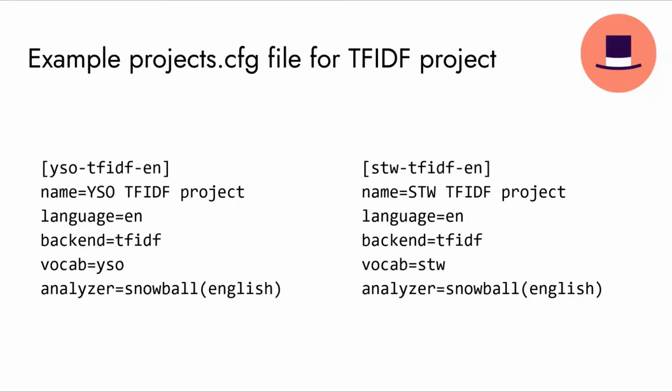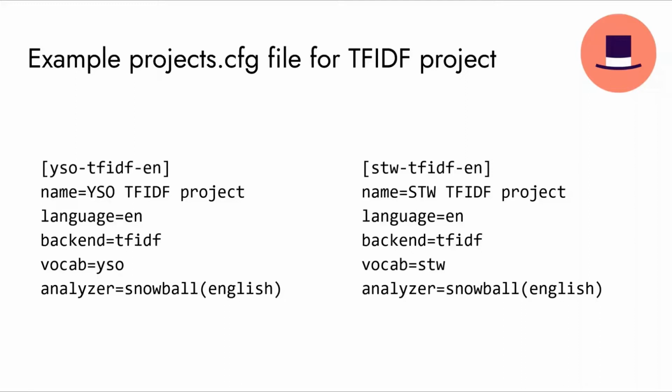Now let's see how to define a TFIDF project in the projects.cfg file. On the left, there is a configuration suitable for the dataset of the National Library of Finland, and on the right for the dataset of ZBW. On both configurations, the project identifier is at the first line in square brackets. In the following lines are the name and language of the project. The backend entry defines the algorithm to use, and vocab is an identifier for the vocabulary. These settings are mandatory for all Annif backends.